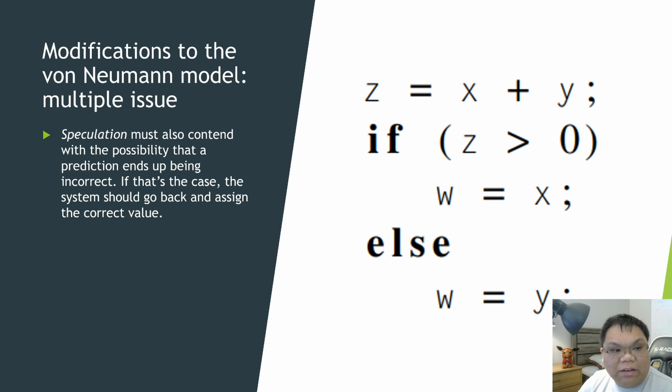So speculation must contend with the possibility that whatever we picked may have been the wrong choice. So, if such and such condition, do this code, otherwise do some other code, we go with the option that assumes the condition was true. Oh wait! That condition was actually false, so it should have been the other code. So we have to throw out our result, backtrack, and do it again with the right block of code. We did w equals x when it should have been w equals y. We have to throw out what we did with w equals x and do w equals y instead.